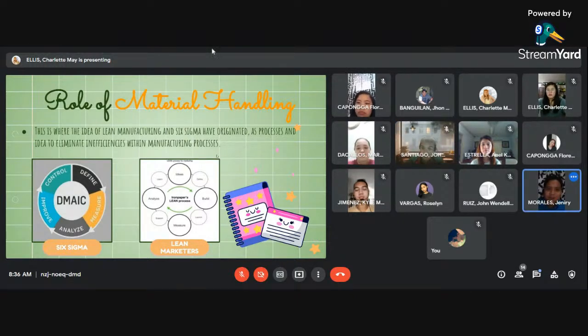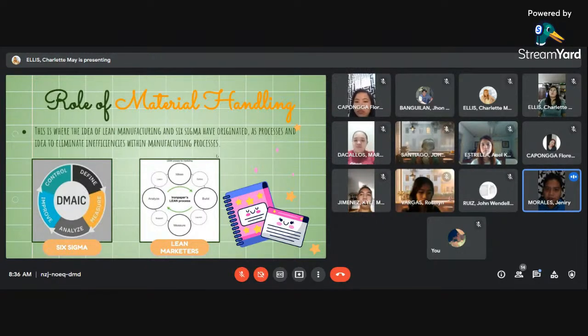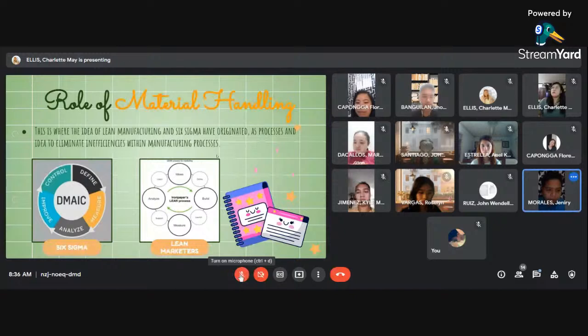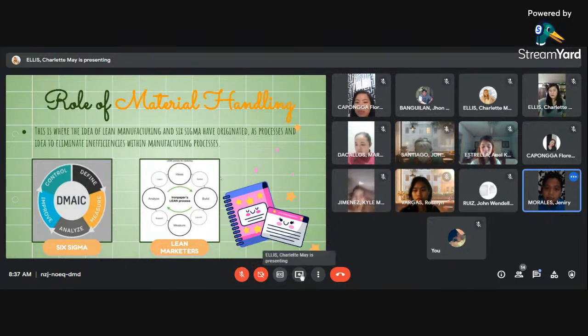This is where the idea of lean manufacturing and Six Sigma originated, as processes and ideas to eliminate deficiency within the manufacturing process. Warehousing isn't an easy task to accomplish in the dynamic environment that all industries exist in today. It makes it very difficult to plan long term, especially with the development of the internet and the personalization of many products. It has become more and more difficult for manufacturers to keep up with the level of customization now offered to customers.